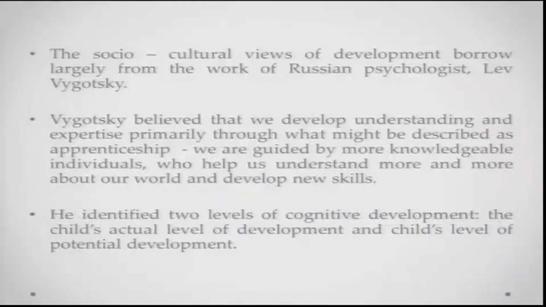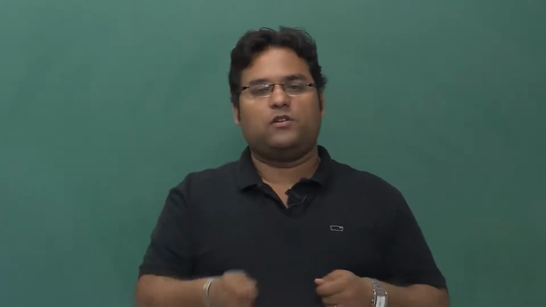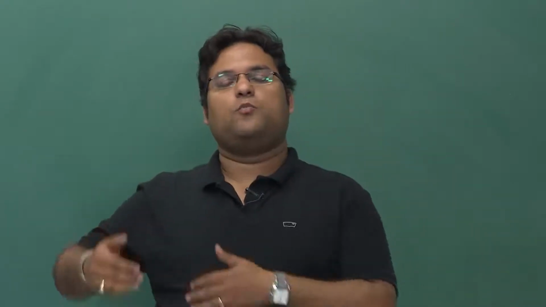Finally, Vygotsky defined two levels of cognitive development. The first is the child's actual level of development, what the child can do at a given point in time, and the second is the child's level of potential development, say, what the child can do when taught and trained to do something. So Vygotsky says that if you really want to measure how the child is developing, you need to take into account both the actual development, the things that the child can do, and also the potential development.